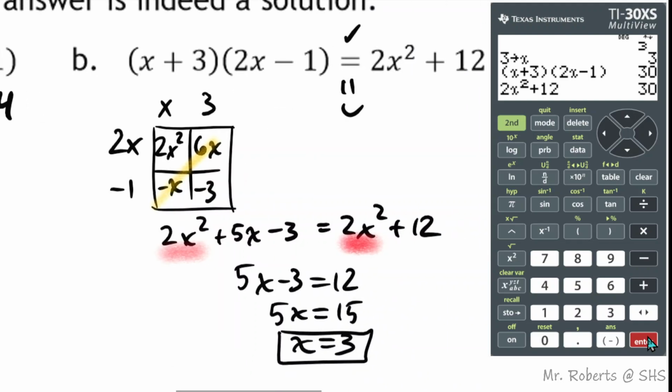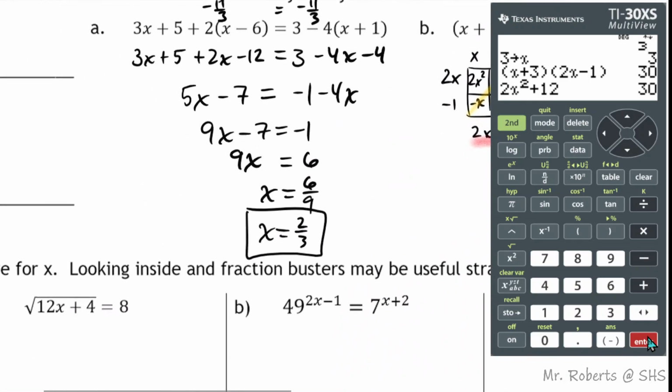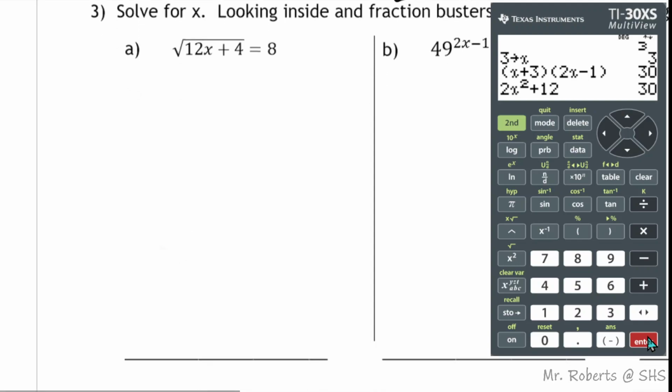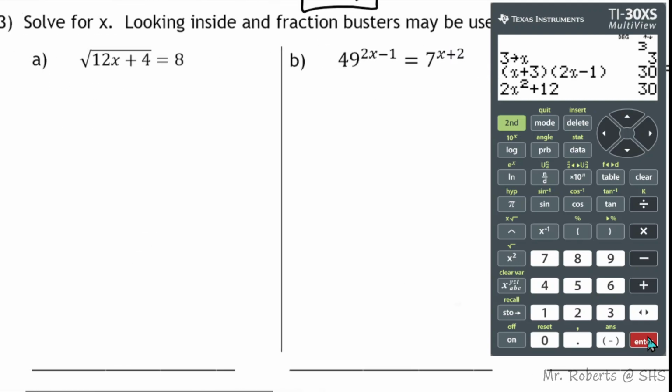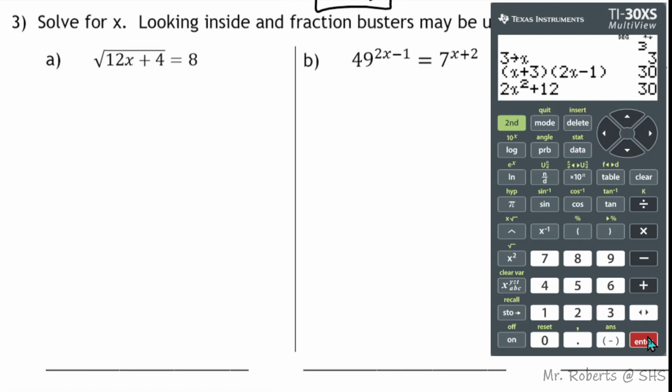That's what that's supposed to do. All right, let's go down to question A. And A has some of the strategies that we've talked about in this chapter. One of them is looking inside.